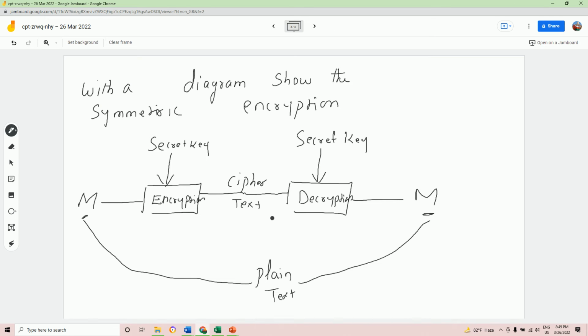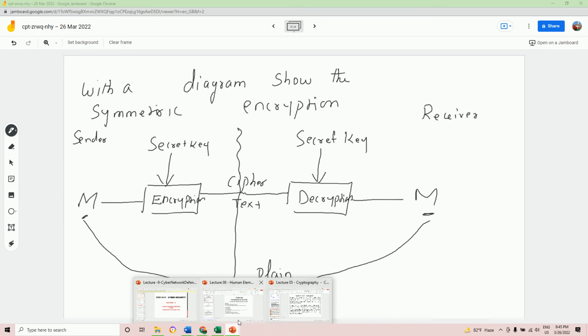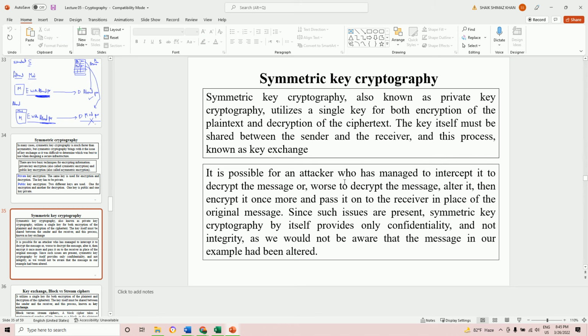Okay, and also the sender, okay students, listen, I just divide like this. So this is sender and this is the receiver. Both should have the same key. That is called key exchange. The sender has to send the key to the receiver. They should have the same key. So exchanging the key is not so easy when you use a symmetric encryption technique. So it is possible for an attack.